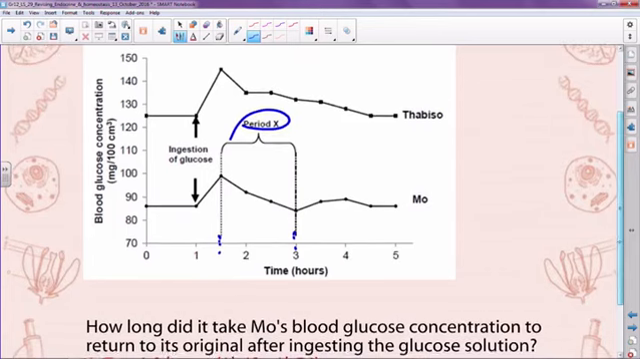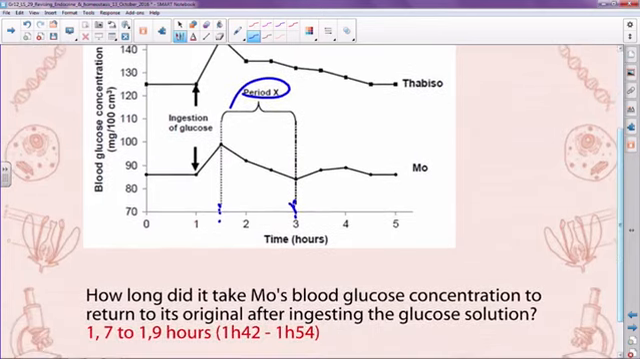And if I work that out carefully, the distance from 3 to there is about 1.7, 1.9, okay? So that is what we're looking at. It's going to be about 1.7 to 1.9 hours. So 1 hour and 42 minutes to 1 hour and 54 minutes, round about give and take, okay? That's the main word that we're looking at.